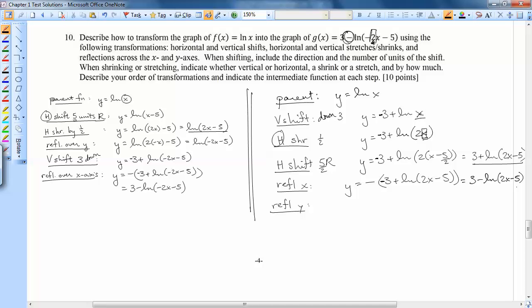Now what I need to do is reflect over the y. Reflecting over the y is the same thing as changing the x to -x. Just the x, right? So just the x is going to become a -x. So now y will equal 3 minus ln 2 times -x minus 5. So this is going to turn into 3 minus ln -2x minus 5, which is what we want.